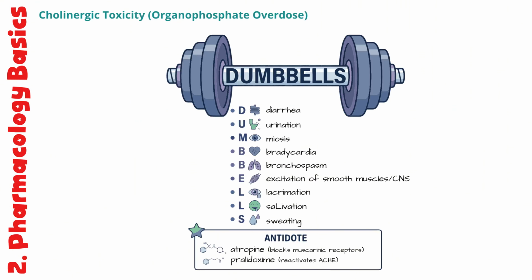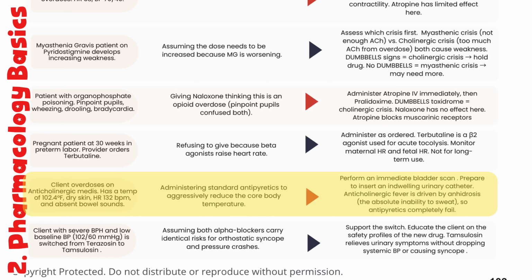In cholinergic crisis, organophosphate poisoning for example, you'll see DUMBBELS: diarrhea, urination, miosis, bradycardia, bronchospasm, emesis, lacrimation, salivation. The immediate priority is IV atropine, which blocks those muscarinic receptors and dries up the drowning respiratory secretions, followed by pralidoxime. 2 traps worth knowing here.